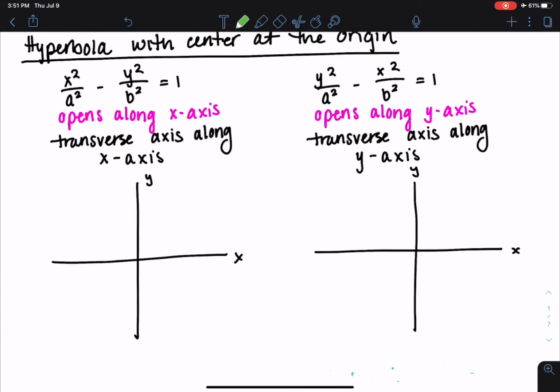We're going to start with that center, which is right here at the origin in both cases. Now, it's opening along the x-axis, so I'm going to move left and right, again, that same distance a. So from here, we go out a distance of a, out a distance of a. So this will be the point (a, 0), and here it's (negative a, 0). In the case that it opens along the y-axis, you go up and down a distance of a. So this is (0, a), (0, negative a).